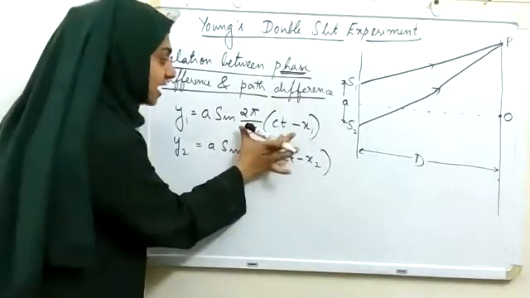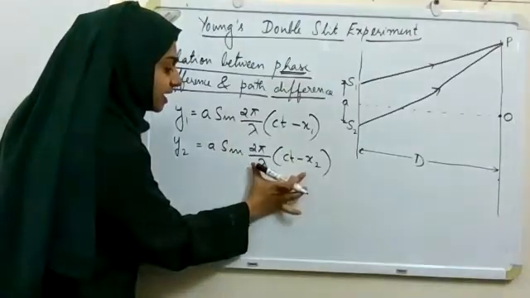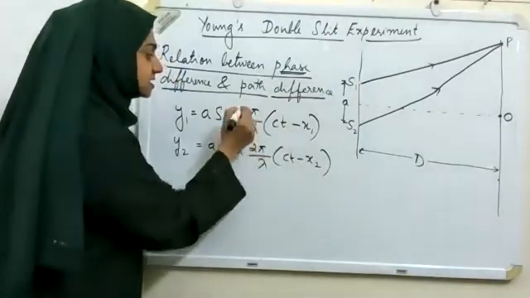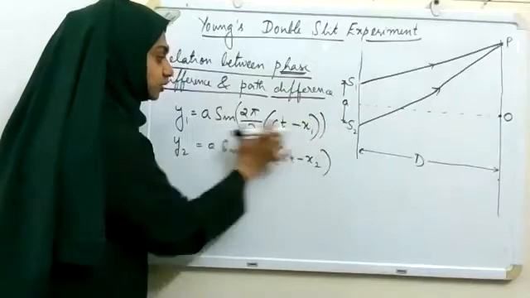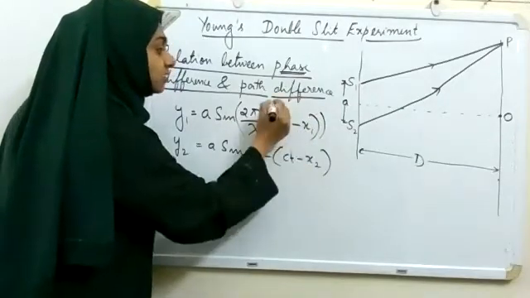Phase means this angle. This angle is called the phase. Sine of this thing, right? So this is the angle. It is called phase.